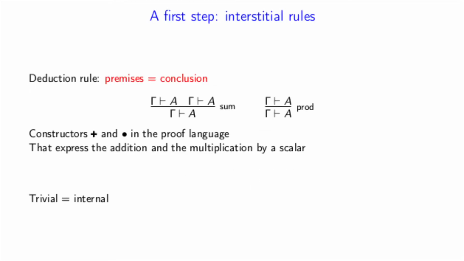These algebraic operations are introduced in two steps. The first one is to extend linear logic with two new interstitial rules. So what is an interstitial rule? It is a deduction rule whose premises are exactly copies of its conclusion. So we have here a binary interstitial rule, the sum rule, and a unary one, the prod rule. Of course, these two rules do not extend the set of provable sequents, but they introduce in the proof language two new symbols, plus and times. And the fact that these rules are trivial is an expression of the fact that these operations, plus and times, are internal operations.